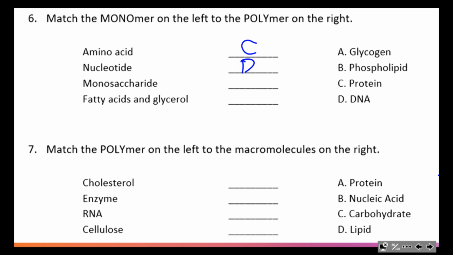Next one is monosaccharide. Monosaccharide is a carbohydrate. Do we see another carbohydrate on the right? You might need to think back a little bit. This one's a little tricky, but glycogen. Remember that your body stores carbohydrates in your body as glycogen for 24 hours, so those are both types of carbohydrates. The last one here, fatty acids and glycerol. Those are types of lipids, and a lipid over here on the right is B, a phospholipid.